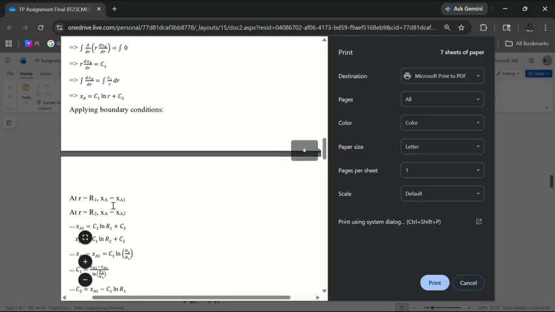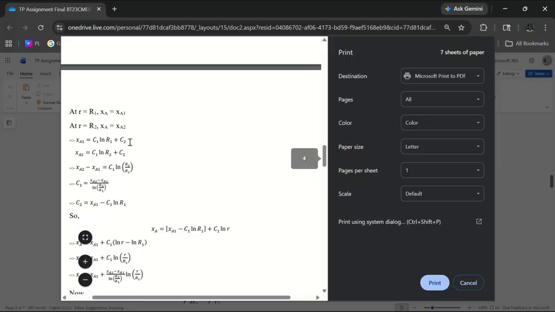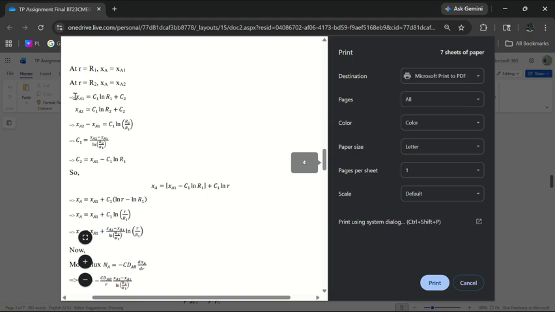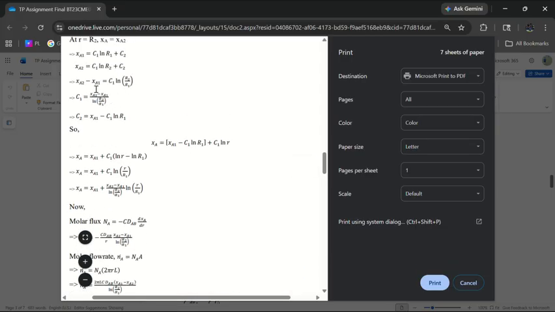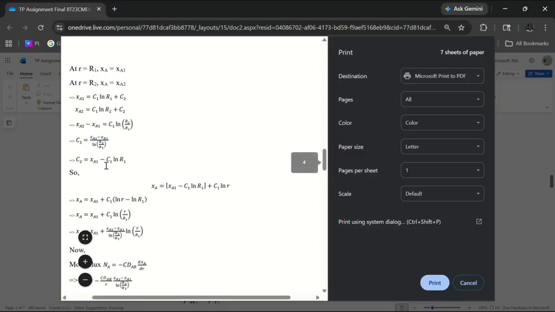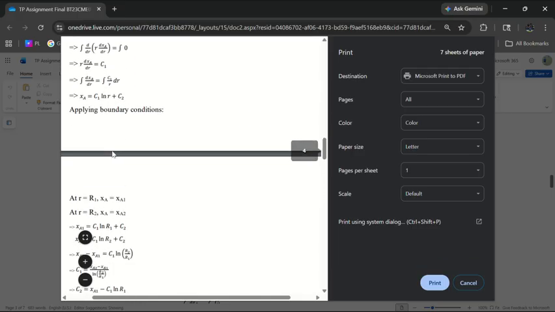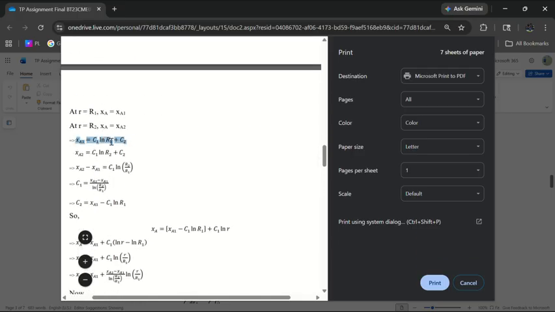Now when we apply these boundary conditions in this equation, we get two similar equations: XA1 is equal to C1 ln R1 plus C2, and XA2 is equal to C1 ln R2 plus C2. Now when we subtract 1 from 2, XA2 minus XA1 is equal to C1 ln of R2 by R1. Now when you take ln R2 by R1 to that side, we get the value of C1. Now we get the value of C2 from here.